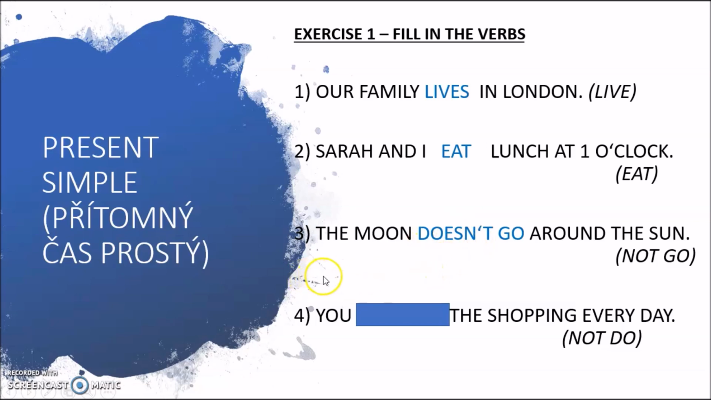And sentence number 4. The correct answer is you don't do the shopping every day. Again, we have a negative sentence, so we have to use don't, but we do not put s because it's not the third person. It's you don't do the shopping every day.